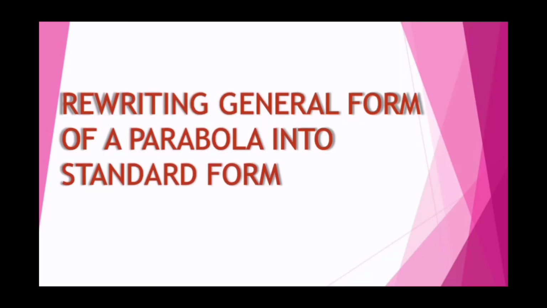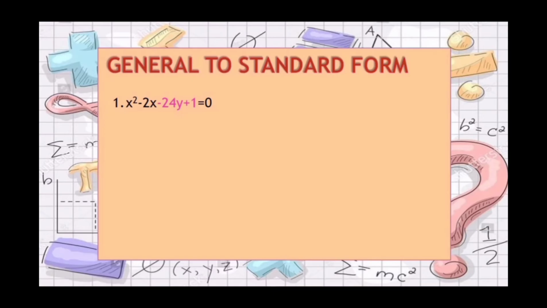So let us move on to rewriting general form of a parabola into standard form. In example number 1, we have x squared minus 2x minus 24y plus 1 equals 0. To write the given equation to standard form, just move negative 24y and positive 1 to the side of 0. So this will be x squared minus 2x equals 24y minus 1.